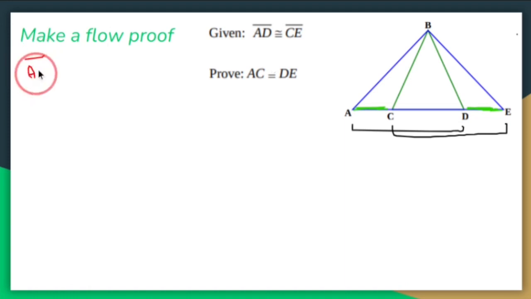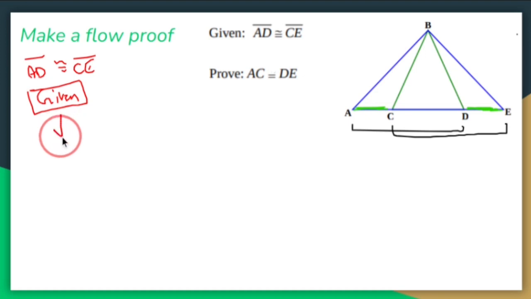Segment AD is congruent to segment CE because that's the given. You always start out with the given. Now I'm going to put the given in a box. It all depends on what your teacher or professor, or the book that you're using, wants you to do as far as flow proof stuff. But I like to put my reasons in the box. What's in the box? The reasons.